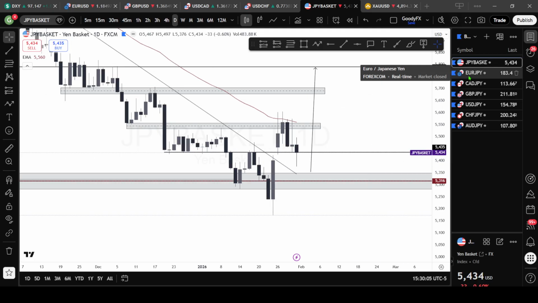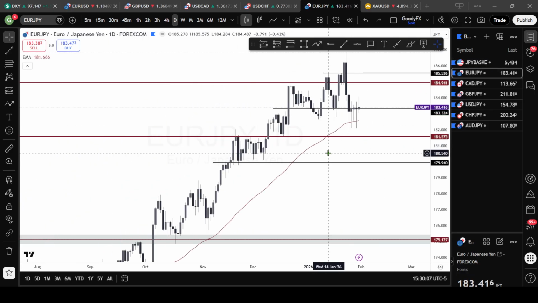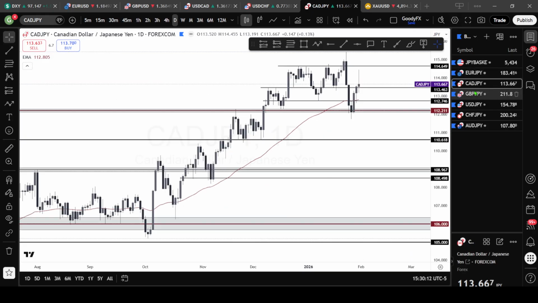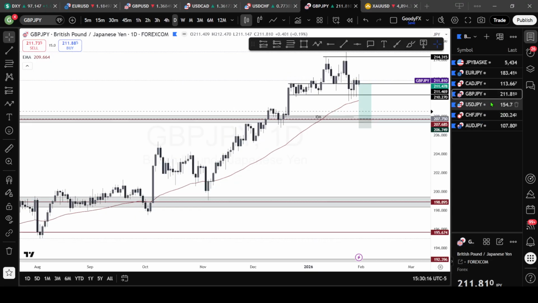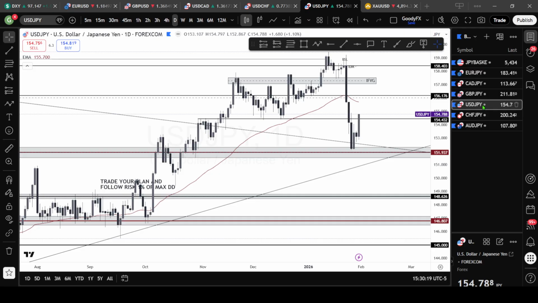Thereby, I should be looking to short Euro JPY, but they are looking a bit choppy for me. They're looking a bit choppy, but yeah, we should be seeing some sales on all these pairs this coming week and going forward.